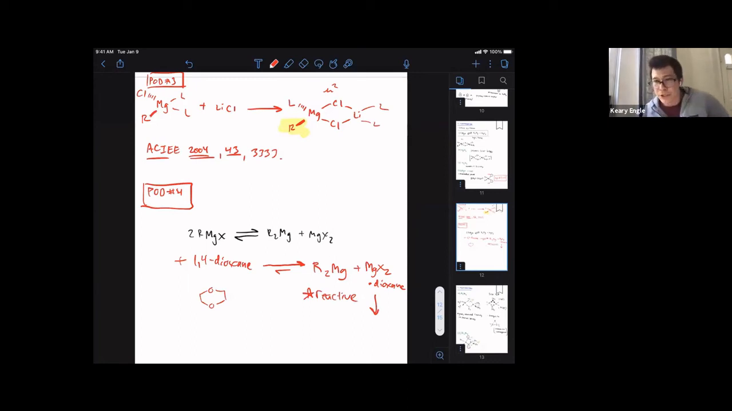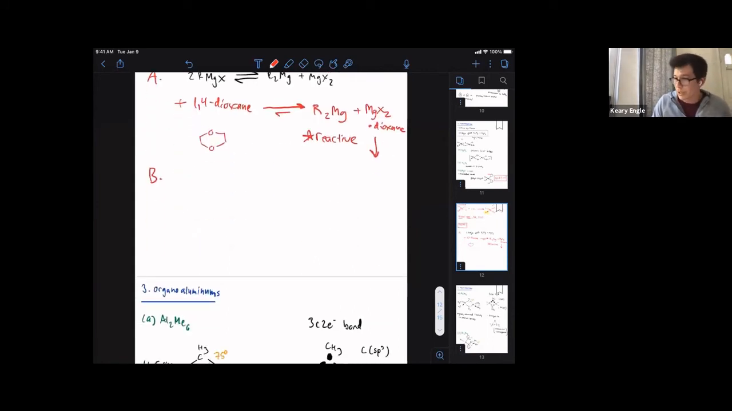And so this too, I think, has some practical ramifications. If you're running a Grignard reaction and it's not performing as well as you might hope, try adding some dioxane to drive the Schlenk equilibrium to the more reactive form of the Grignard. So this is part A. Part B now asks you to apply this to one particular Grignard reagent, and the structure of that is shown here.